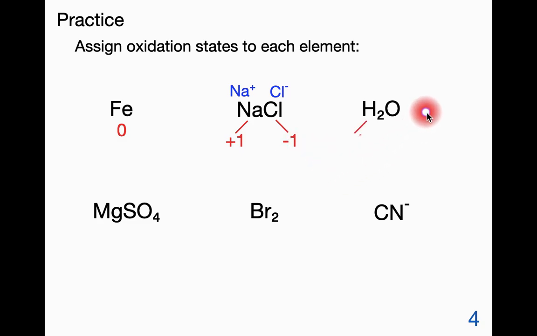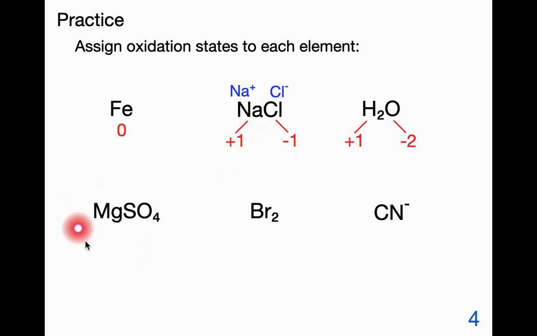For water, oxygen is a -2, hydrogen is a +1. And you can see that when we add together the oxidation states, we have 2 hydrogens, so it's a +2, and 1 oxygen is a -2. They would cancel each other out. The sum would be 0. The same for sodium chloride.